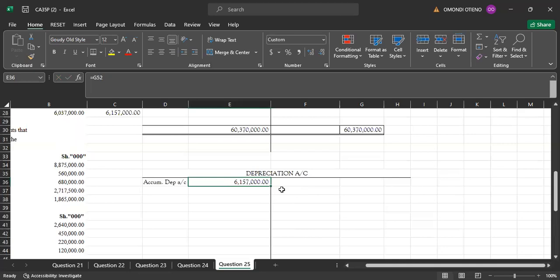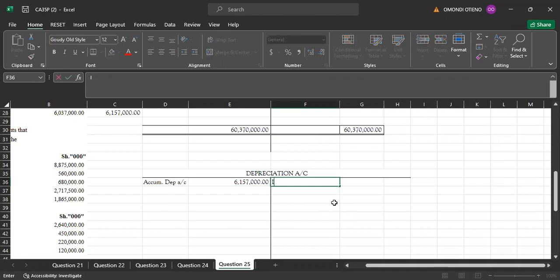Depreciation is an expense account. So how do we clear it? We should not have it there. So for us to balance this account, whatever is going to balance it is being transferred to the income statement account.